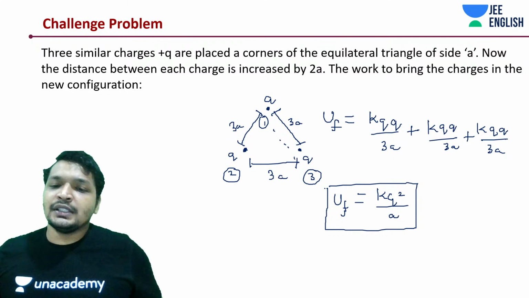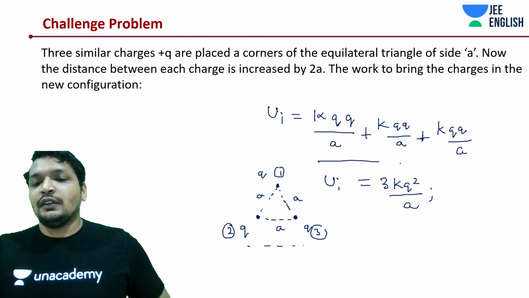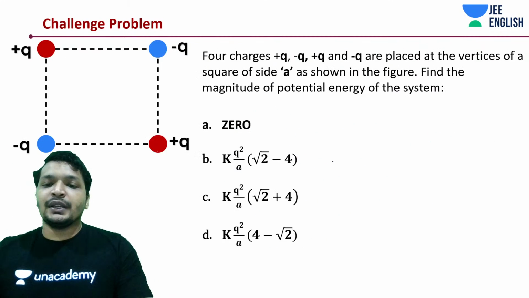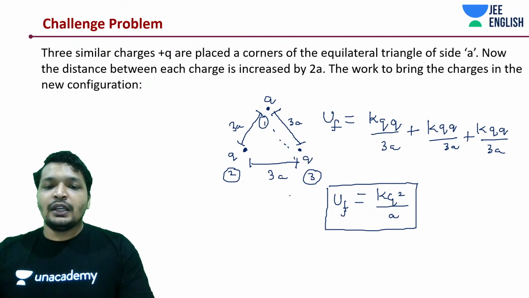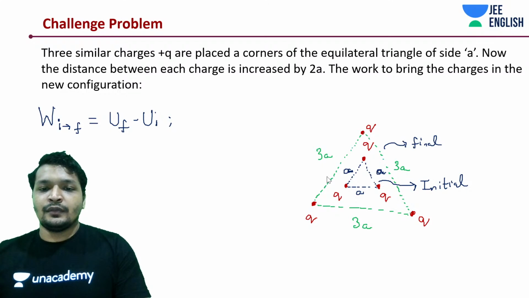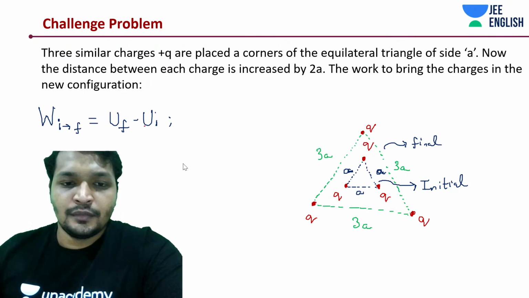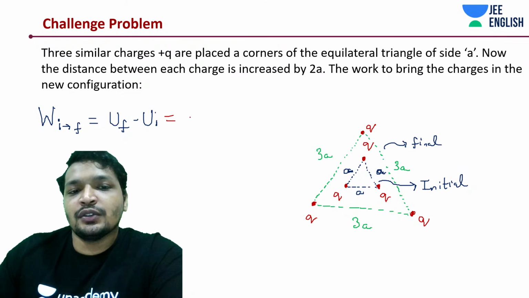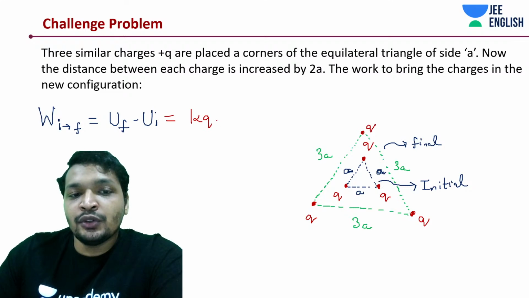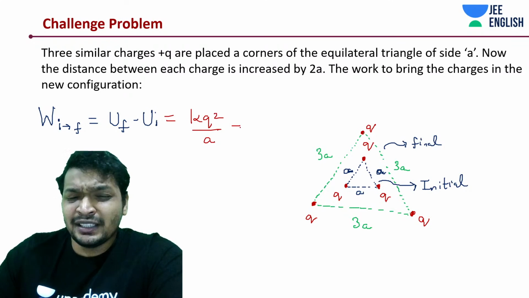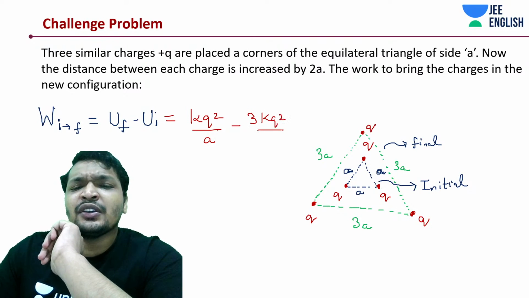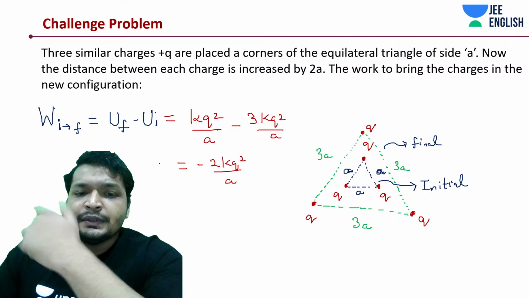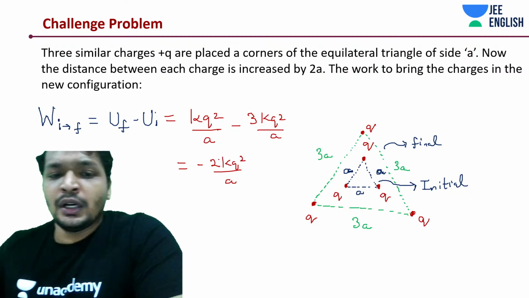So this is your final potential energy, and this is your initial potential energy. To subtract them, you will get the answer to your question: what is the work done in bringing the charges into this configuration? So what is the work done now? U final is K Q square by A minus U initial, which is 3 K Q square by A, which gives you minus 2 K Q square by A. This is the work done.